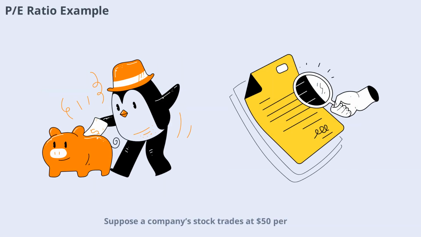Suppose a company's stock trades at $50 per share and its earnings per share are $5. The PE ratio would be 10. This means investors are willing to pay $10 for every $1 of earnings. Comparing PE ratios across companies helps investors identify potential bargains or overpriced stocks. Next, we'll discuss the price-to-book ratio, which compares market value to book value.